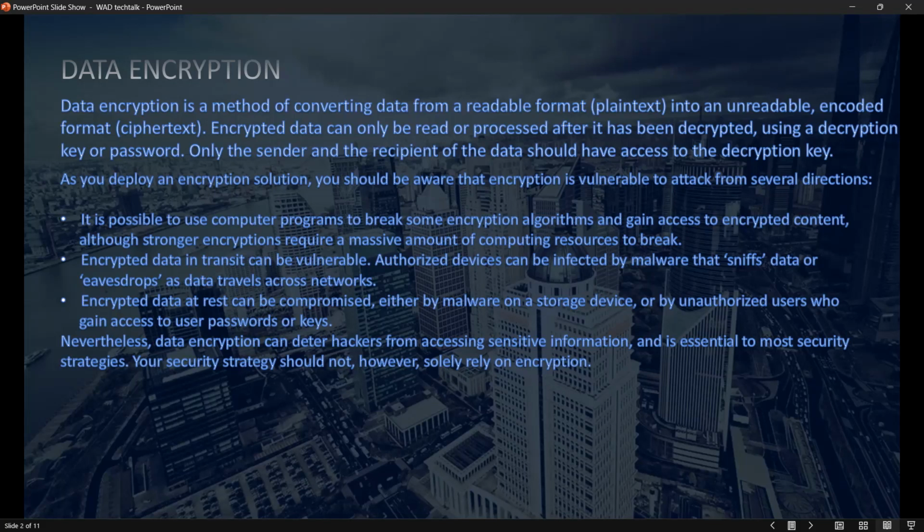Nevertheless, data encryption can deter hackers from accessing sensitive information and is essential to most security strategies. Your security strategy should not, however, solely rely on encryption.